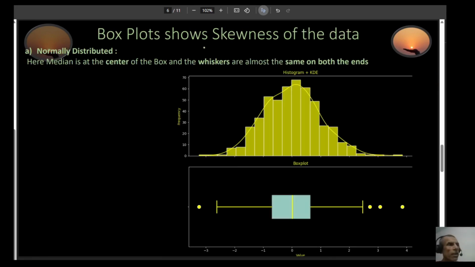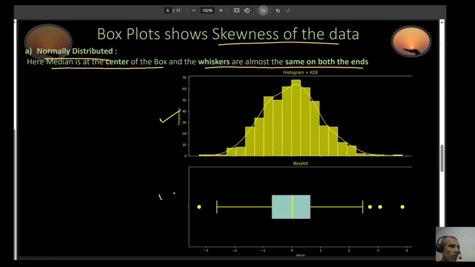So a box plot allows you to see the skewness of your data. Let's take a look at an example of a normal distribution. Here, your median would be at the center of the box and your whiskers are almost the same on both ends. I'm plotting a histogram over here, and this is the corresponding box plot. You can see that my median is almost at the center of my box, and your whiskers are almost the same on both ends.